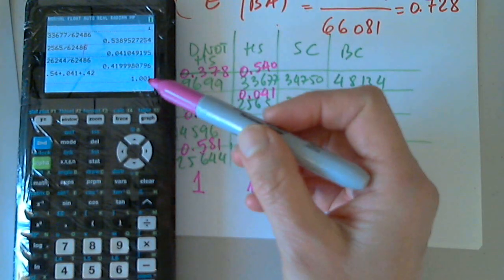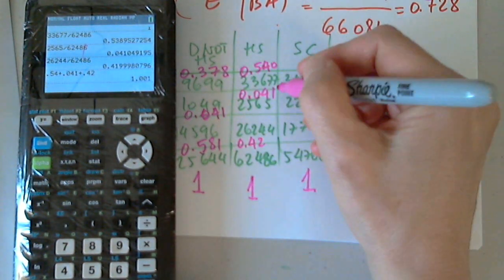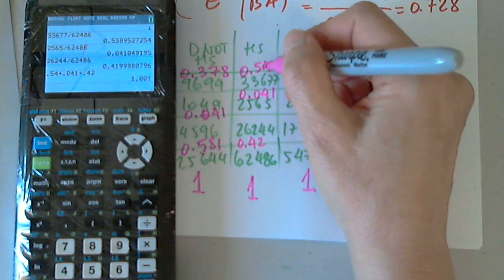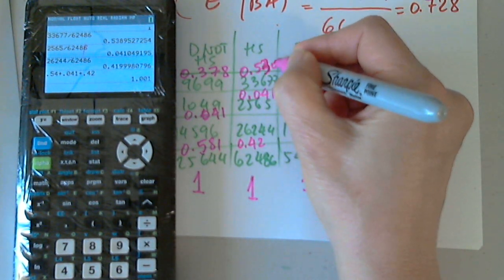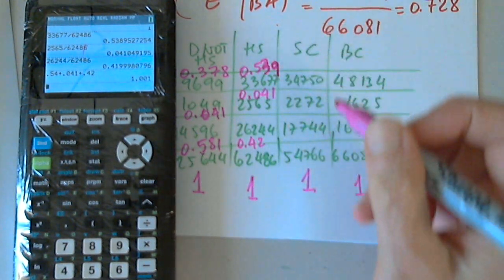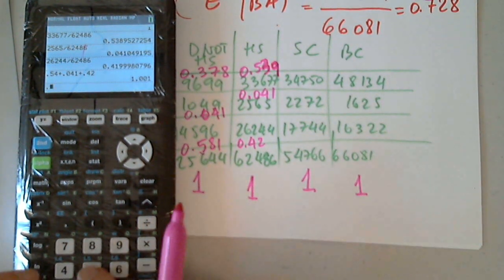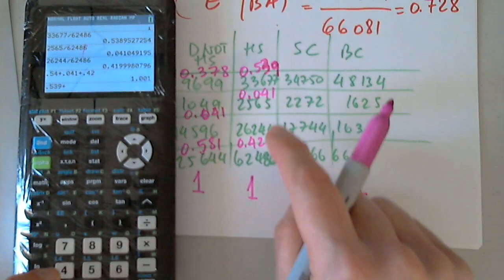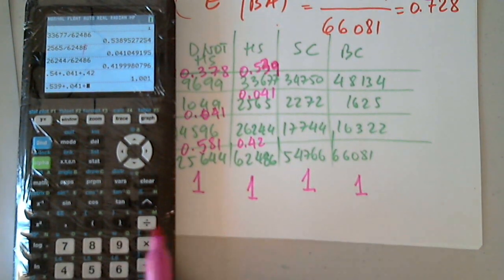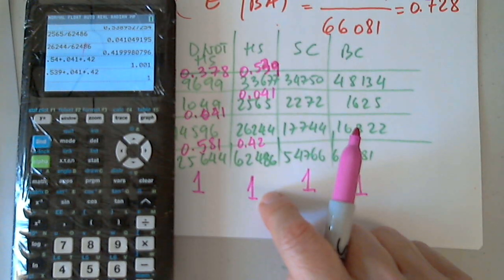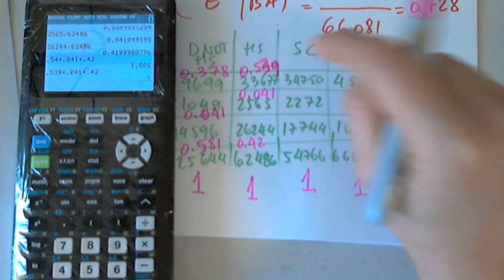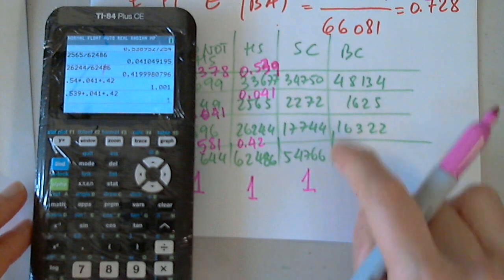Okay, so I do have a tiny 1 off, so I'm going to have to change either this into 39 or this into 40. So I'll change this into 39. They have to add up to 1. 0.539 plus 0.041 plus 0.42. The sum has to be 1. Okay, so maybe I should not have rounded up that one. Okay, next one.